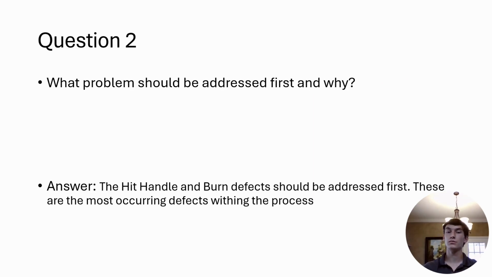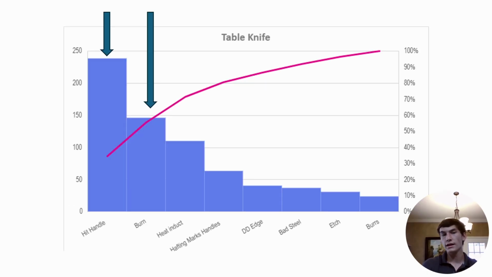So let's get into question 2. What problems should be addressed first and why? This is a good question. My answer is the hit handle and the burn defects should be addressed first. These are the most occurring defects within the process. But you might be asking yourself, why did I only choose the 2 top defects? Why didn't I choose the top 3 or maybe the top 1?